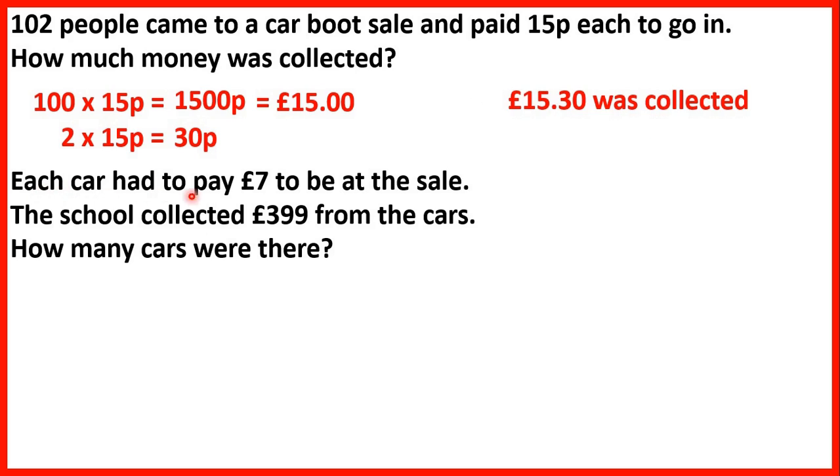Now, each car had to pay £7 to be at the sale. The school collected £399 from the cars. How many cars were there? Well, here we need to divide 399 by 7. We can use short division, and that gives us 57. So there were 57 cars, because what we've shown with the division is 57 times £7 is £399.